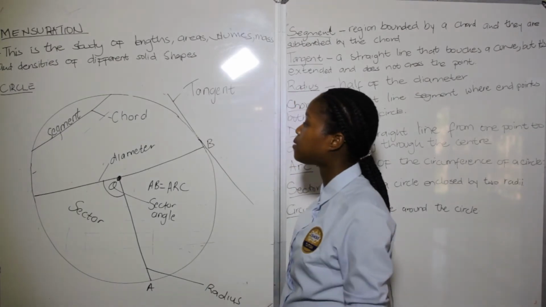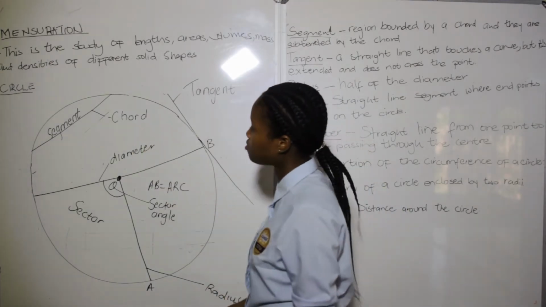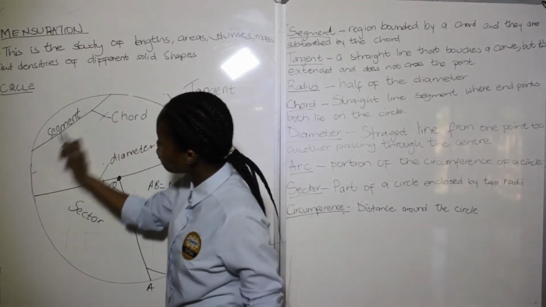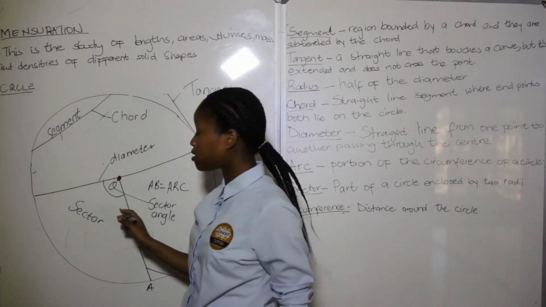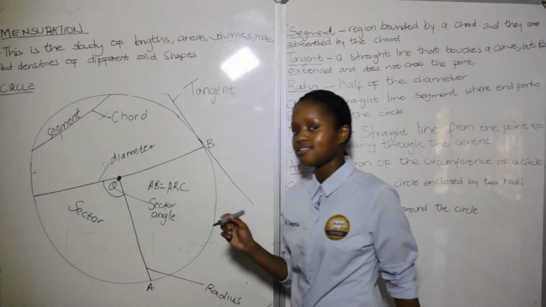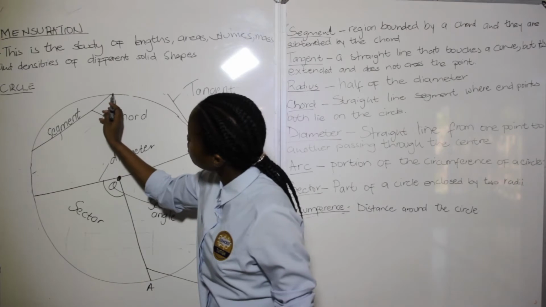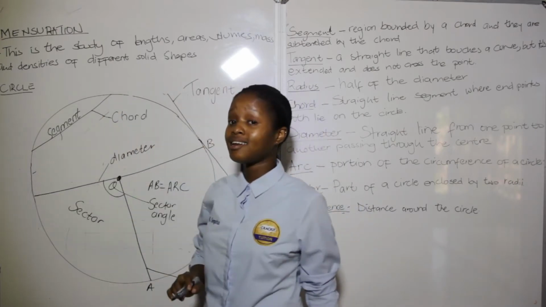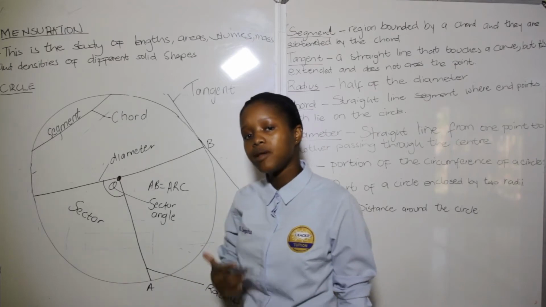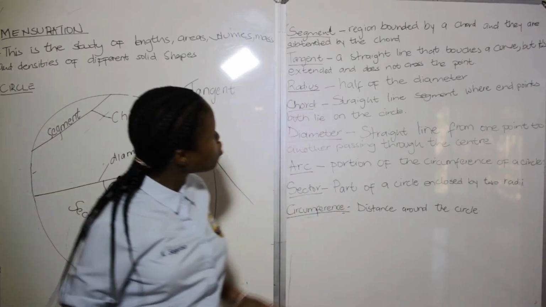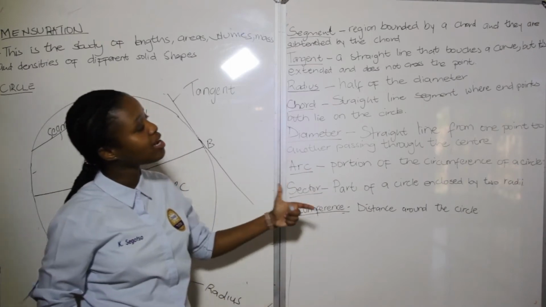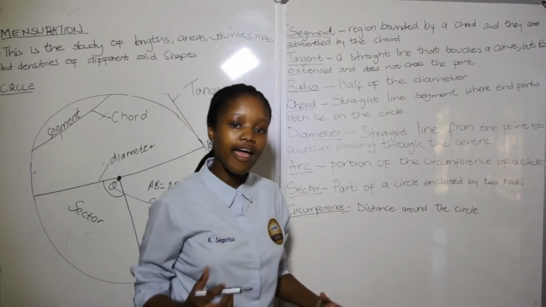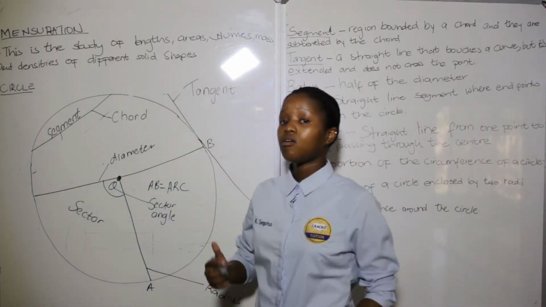Maybe you can understand better when we explain what a chord is. What is a chord? As you can already see, I've drawn a line from one point to the other. It's not passing through the center, so don't get it confused and say it's the diameter. It's just from one point of the circle to the other point. It's a straight line, remember? And we just named that line a chord. So how can we explain what a chord is? Let's get back to our definitions. A chord is a straight line segment whose endpoints both lie on the circle.